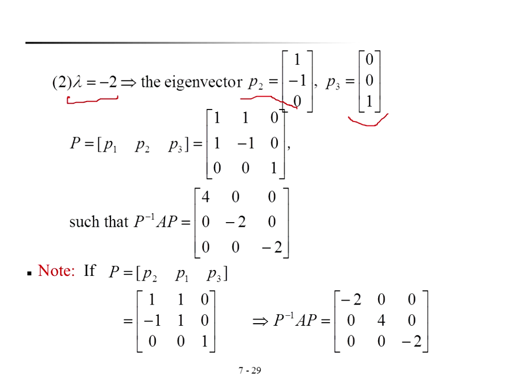So we combine these eigenvectors, and we get this matrix. This is 1, 1, 0, and this is the eigenvector corresponding to lambda is equal to 4. So this is the main matrix. This is the matrix combination of the eigenvectors, and we call it P.